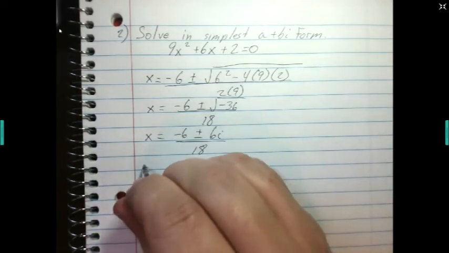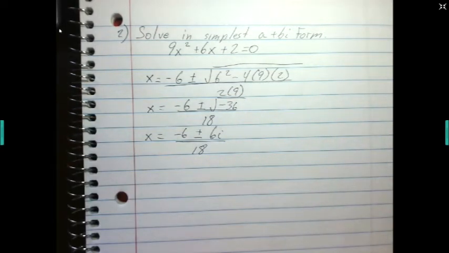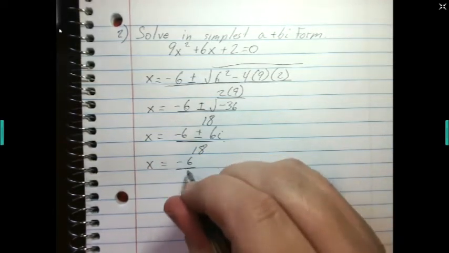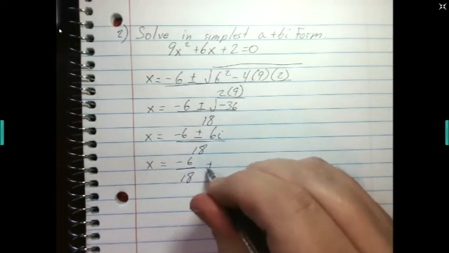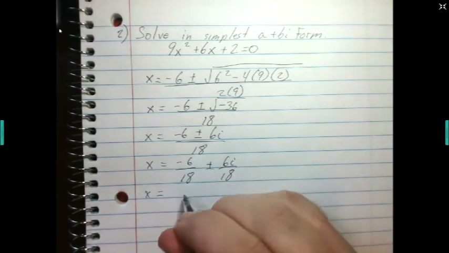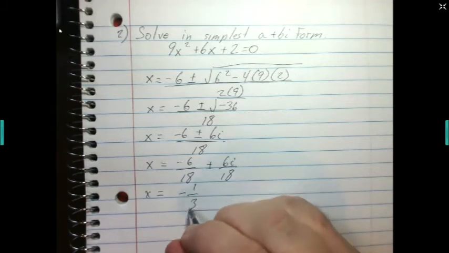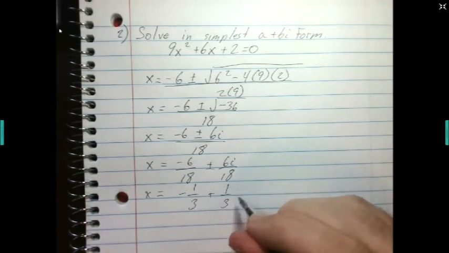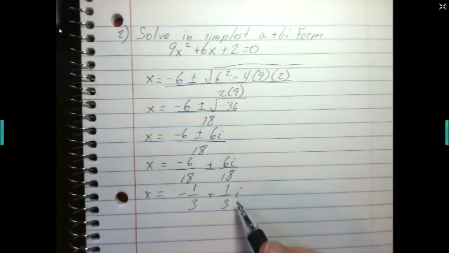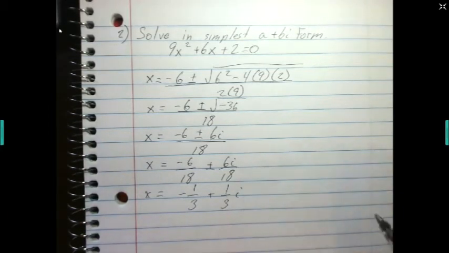And we can simplify this, let's split it up. That's going to be negative 6 over 18 plus or minus 6i over 18. So it's going to be negative a third plus or minus 1/3 i. You have some options here. You can put this i next to the 1/3. You can put it in the numerator. Your call.